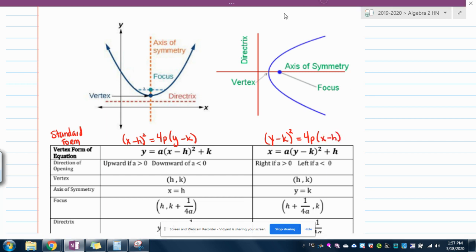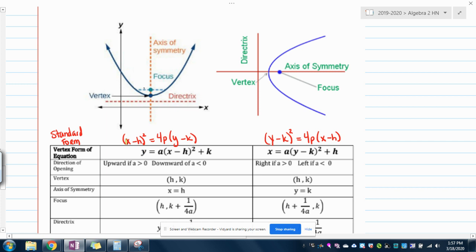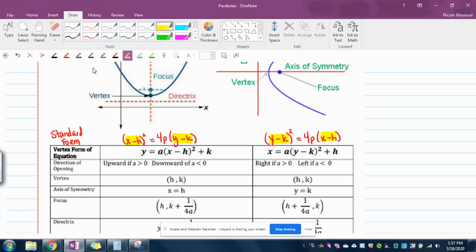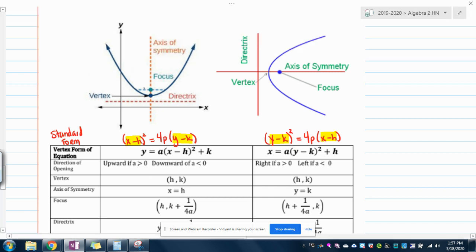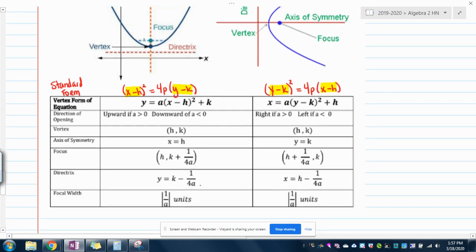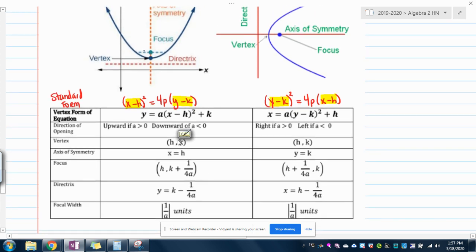Notice how x minus h is always x minus h, and y minus k is always y minus k. Those do not change. It is always going to be h and k with x and y. Vertex is (h, k). We know this. And then axis of symmetry doesn't change. It's the same concept that we know. But here, I want to rewrite this. Remember we said 1 over 4a is the same thing as p?